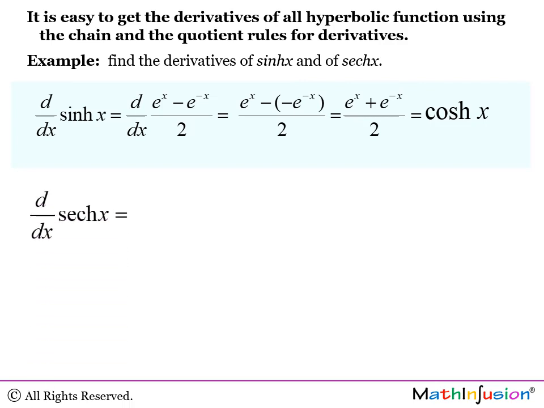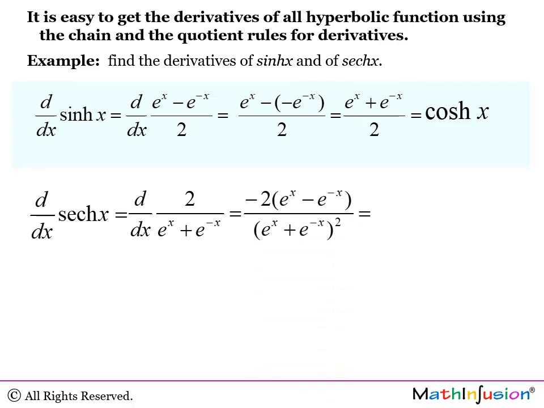Now let's try to find the derivative of the secant hyperbolic x by writing what is the secant hyperbolic x. It is 2 over e to the x plus e to the negative x. We'll use the quotient rule and we will get this. It really doesn't look like the answer, so let's work it out a little bit.